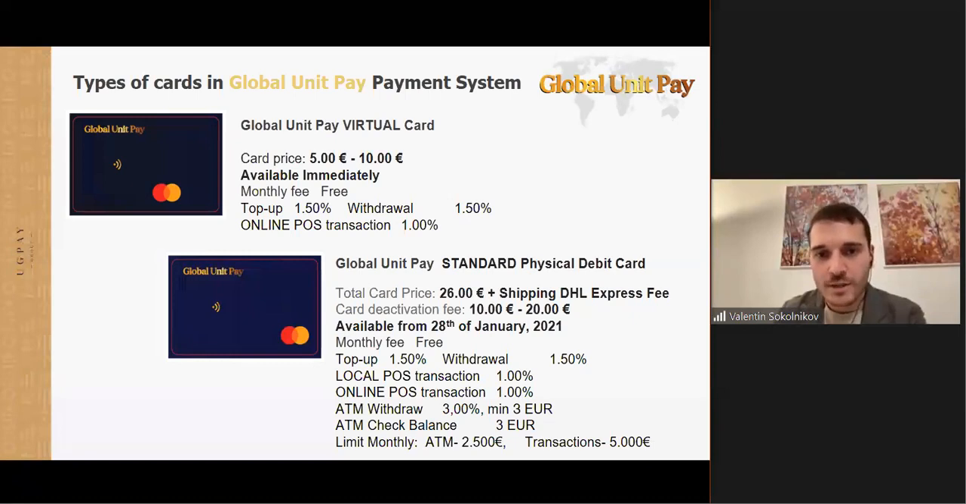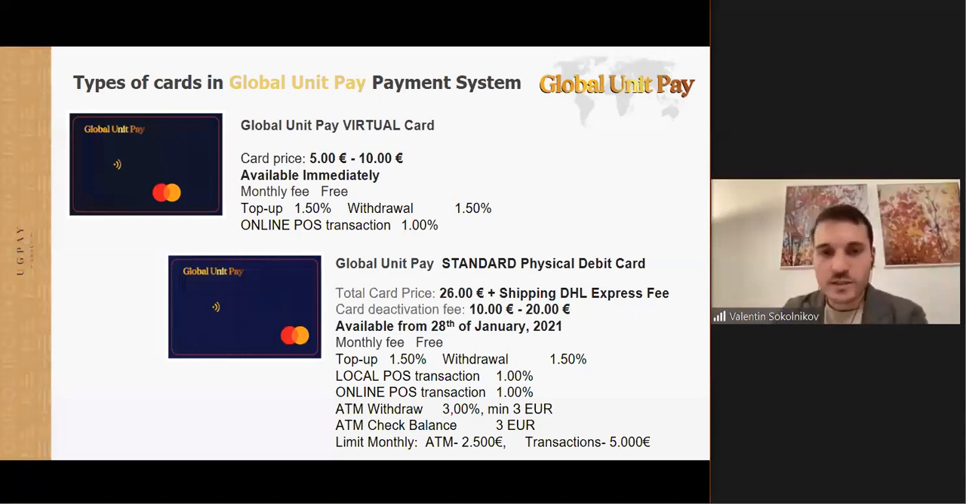And the next type of card is the physical card, which costs 26 euros plus an express delivery fee, which will be taken care of by DHL. The card activation fee will be 10 to 20 euros, or it says deactivation fee. Also, it will vary depending on the region. So if it's a small risk, it's 10 euros, average risk is 15 euros, and high risk is 20 euros.